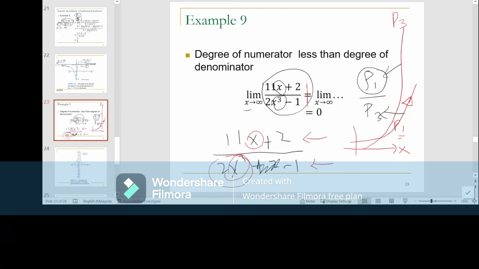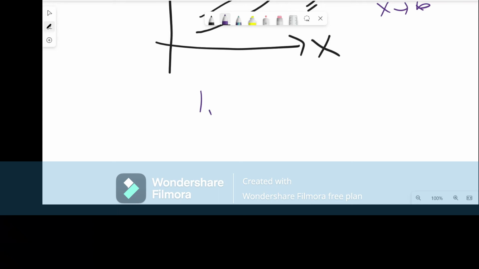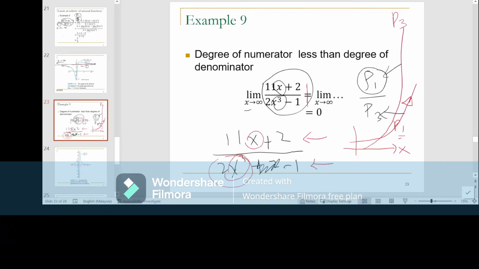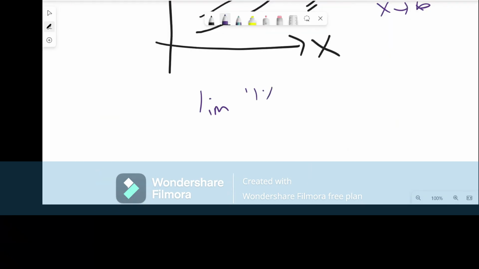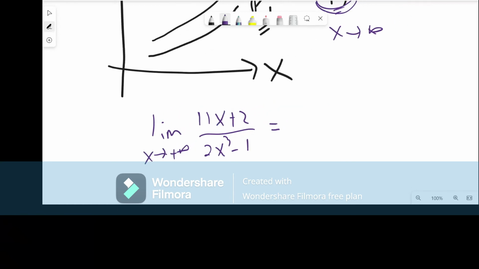So indeed, you would show that the limit of this function is going to be 0 by using the limit theorem. Let's formally write down the behavior of (11x + 2)/(2x³ − 1), evaluated as x goes to positive infinity. So let us try to formally evaluate the limit of this rational function.